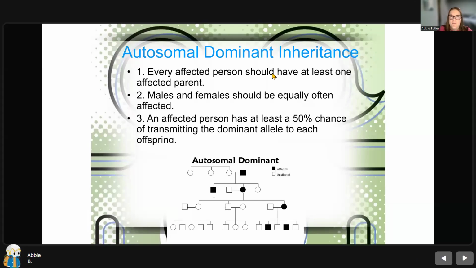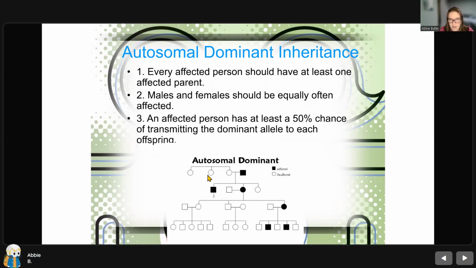When it's autosomal dominant, every affected person should have at least one affected parent. Males and females should be equally often affected. And an affected person has at least a 50% chance of transmitting the dominant allele to offspring.